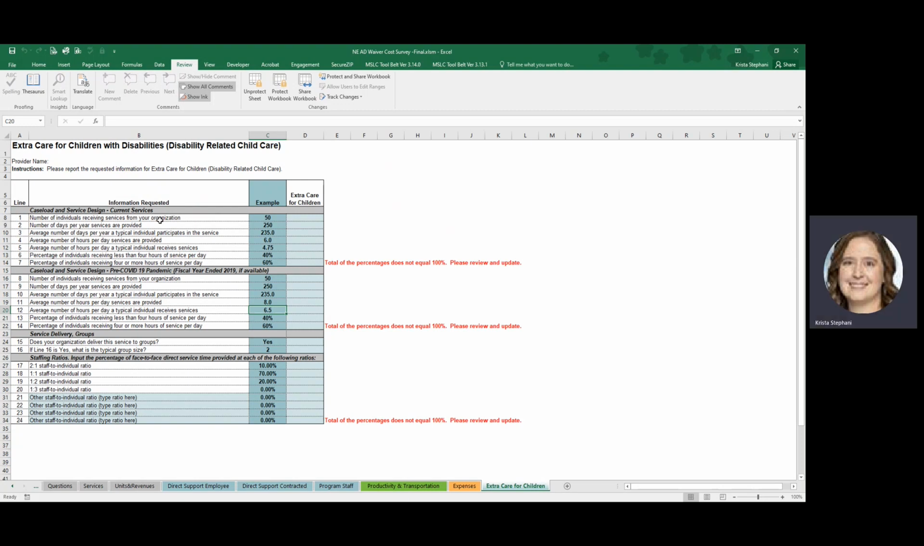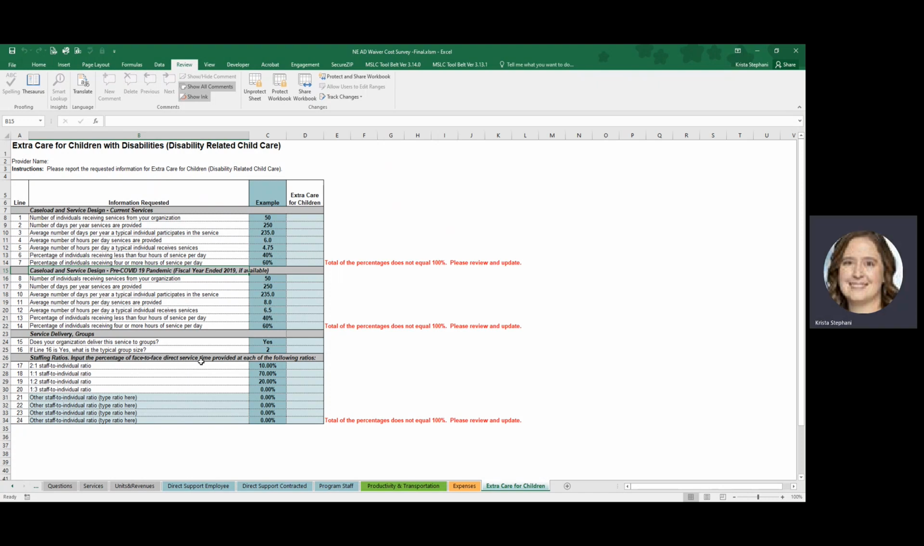Once you click on that tab, the questions we are asking related to this service delivery are included on this worksheet, and we are asking you to provide information based on your best estimate of what occurred during your fiscal year ended 2021 for the current services. And if you have it available, any information that you had related to your fiscal year end 2019. We are hoping to have a glimpse into what changed for your service delivery prior to the COVID-19 pandemic and what is currently happening today.